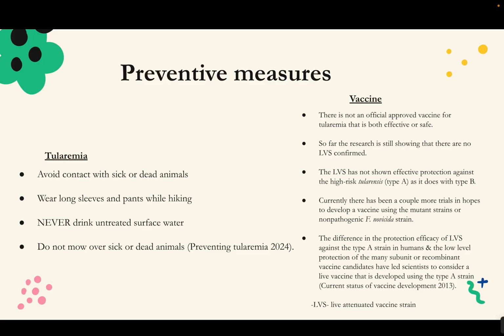So far, the research is still showing that there are no live attenuated vaccine strains confirmed. Those strains have not shown effective protection against the high-risk type A as they do against type B. Currently, there have been a couple more trials in hopes of developing a vaccine using mutant strains or a non-pathogenic strain. The difference in the protection efficiency of the LVS strains against type A in humans, and the low-level protection of many subunit or recombinant vaccine candidates, have led scientists to consider a live vaccine developed using the type A strain.